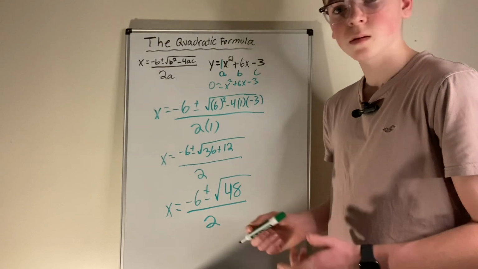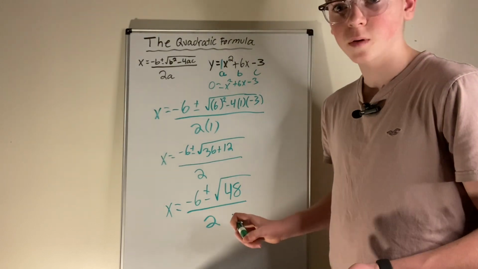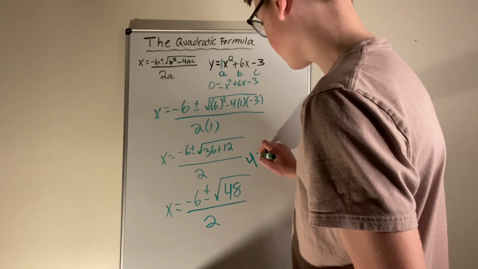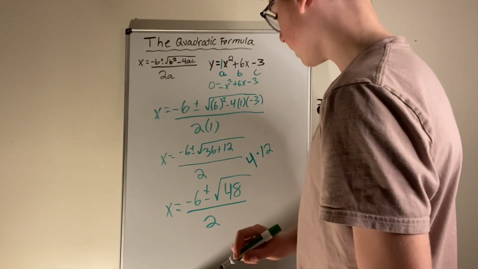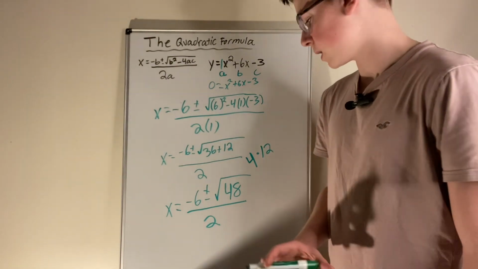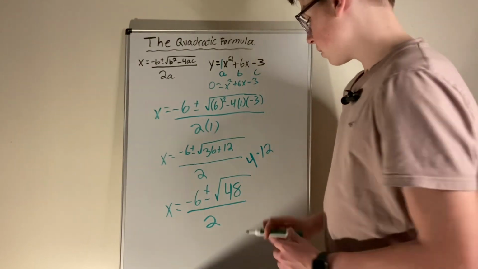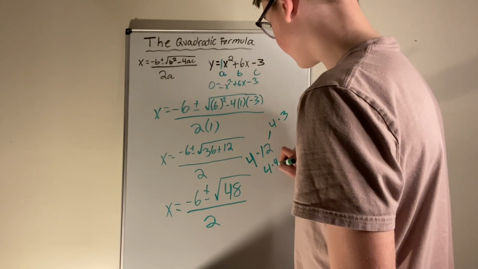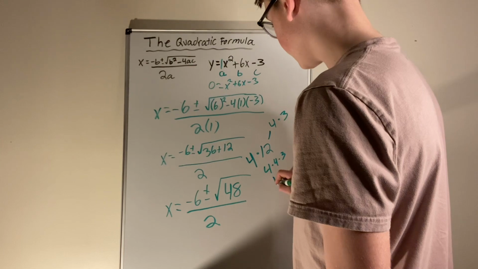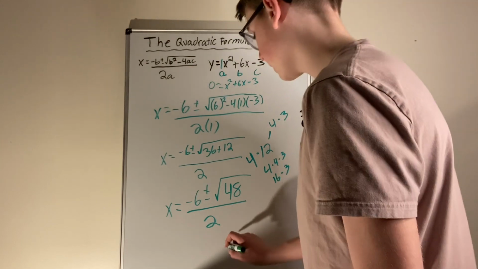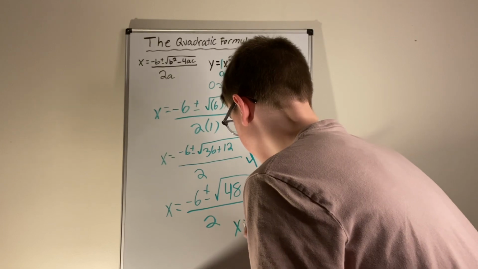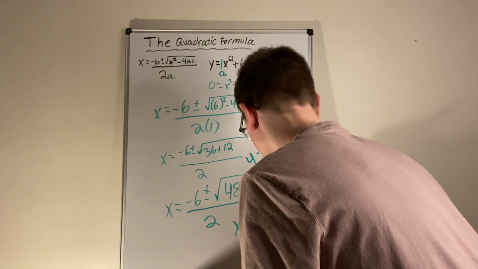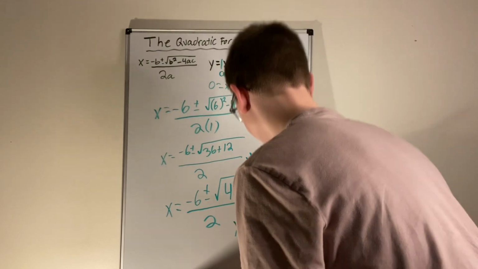Do you see any perfect squares that are in this 48? Well, I do. I see 4 times 12. But what is 12? Well, 12 is 4 times 3. So I see 4 times 4 times 3. So I really see 16 times 3. So what do we do here? Well, then we say x equals negative 6 plus or minus root 16 times 3, over 2.